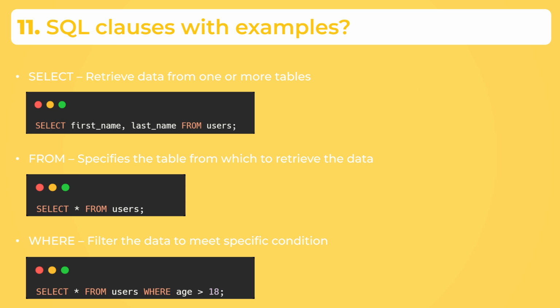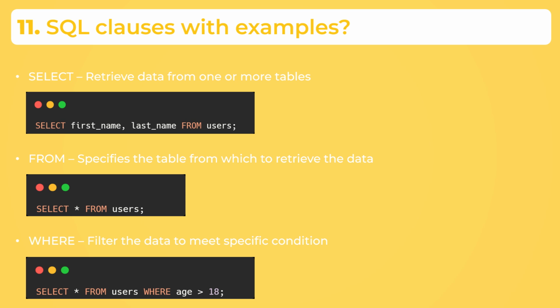So the next one is SQL clauses with examples. First is select. It retrieves data from one or more tables. Take the example: select first_name, last_name from users. Another one is from. It specifies the table from which to retrieve the data. Select * from users. Basically, after the from, we specify the table name.